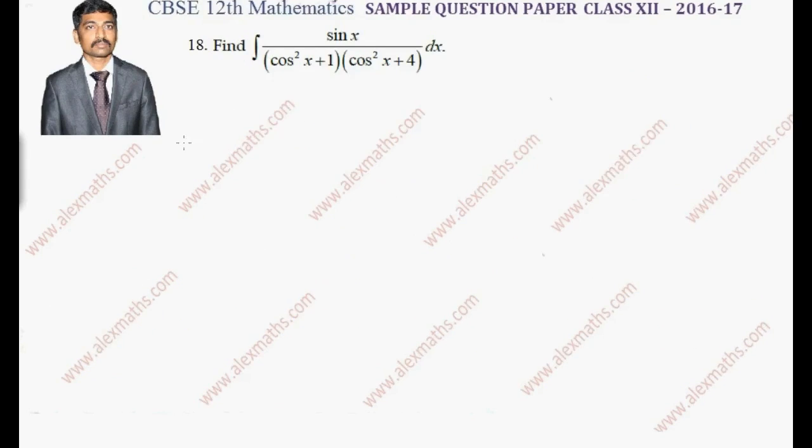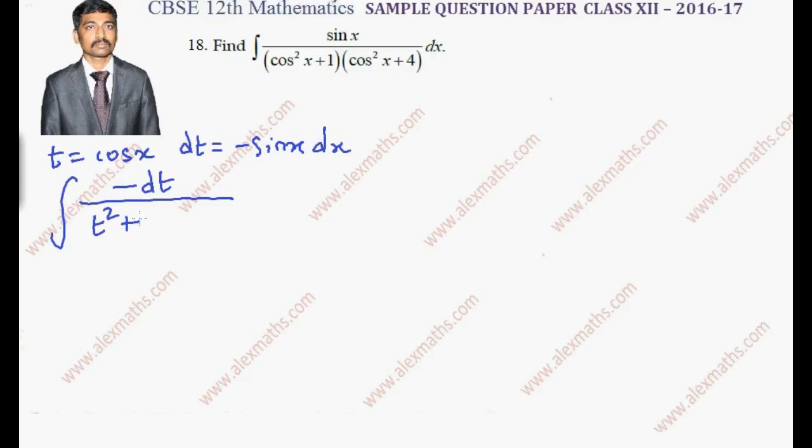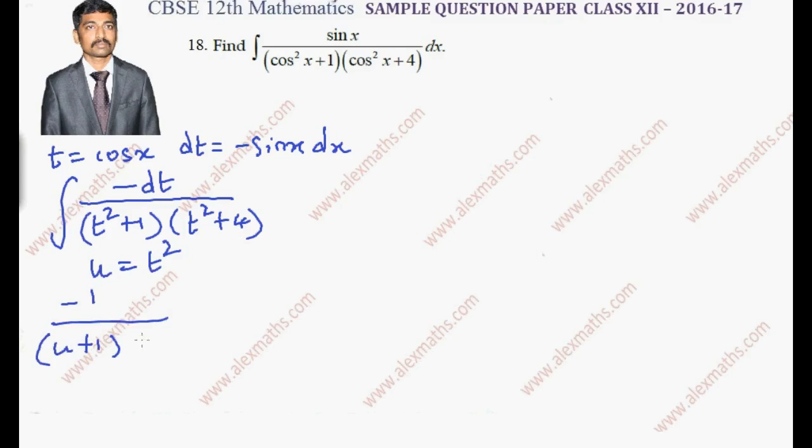Integral sin x by cos square x plus 1 into cos square x plus 4. Let us take t is equal to cos x. So dt is going to be minus sin x dx. I'm going to replace everything in the integration. So integral minus dt is the numerator, whole divided by t square plus 1 into t square plus 4. For doing the partial fraction, I'll take another substitution, u is equal to t square. But I cannot find du because we don't have a t term, we have only t square. So the entire expression is minus 1 by u plus 1 into u plus 4.